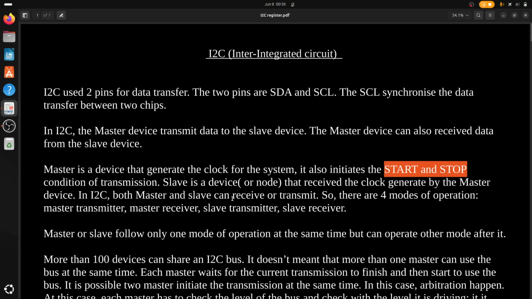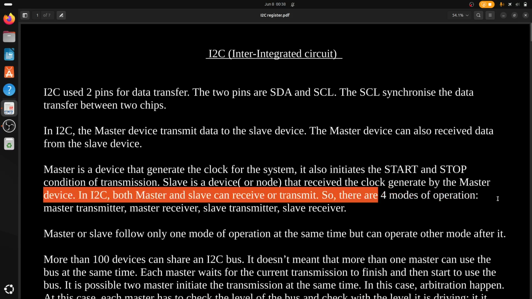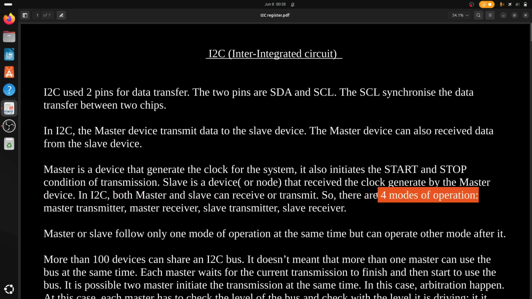The master and slave can receive or transmit. That means there will be four conditions, four modes of operation: master transmitting, master receiving, slave transmitting, and slave receiving.